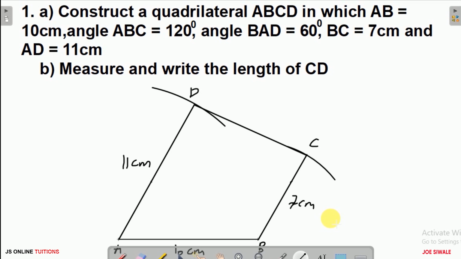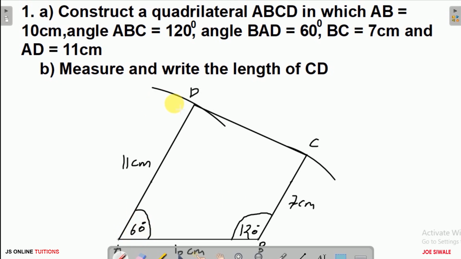So we can indicate our angle which is at B. We have been given 120, and our angle which is at A is 60 degrees. So we know this is 120 degrees. Then the angle which is at A is 60 degrees.